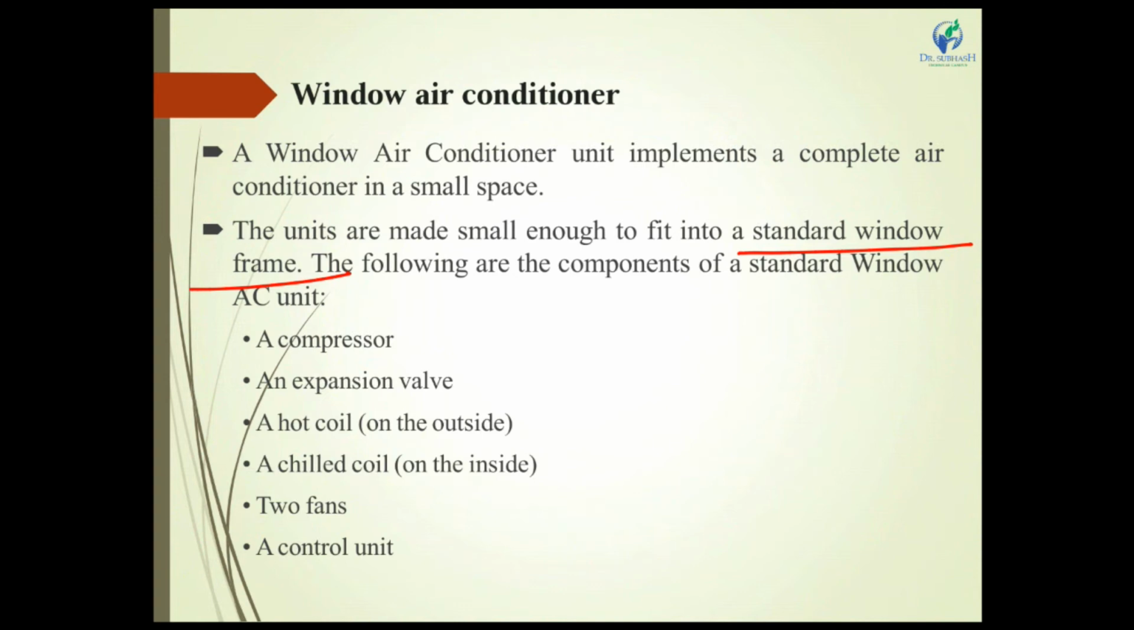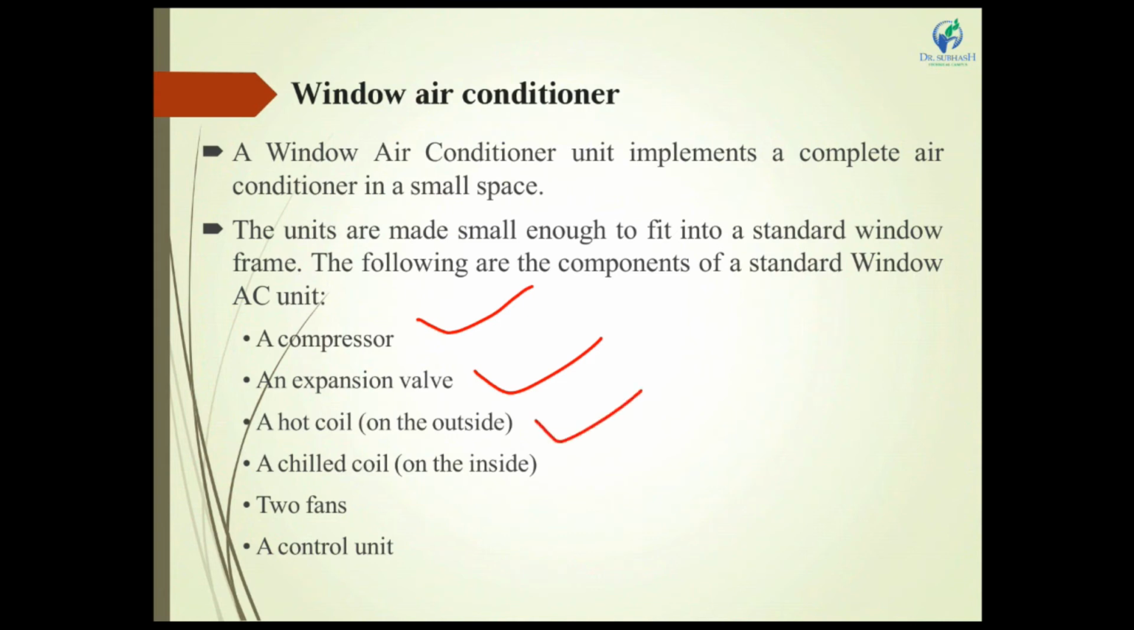The components of a standard window AC unit are: compressor, expansion valve, hot coil meaning the condenser, chill coil meaning the evaporator, two fans to reject heat to the atmosphere and absorb heat from the room, and a control unit.